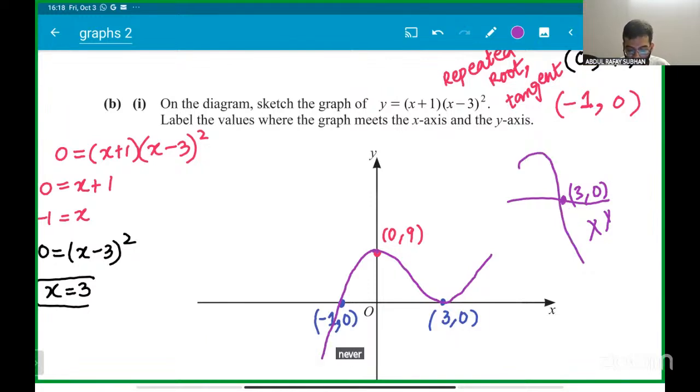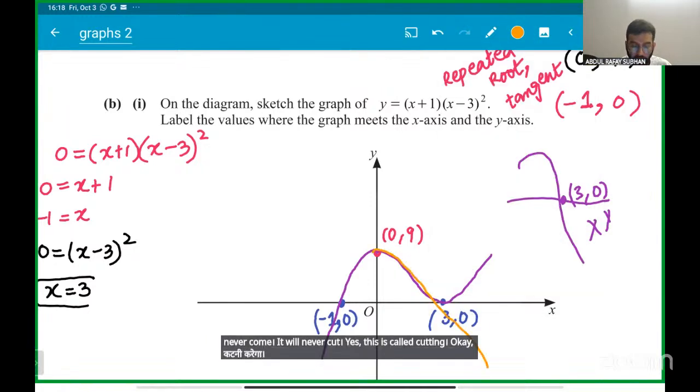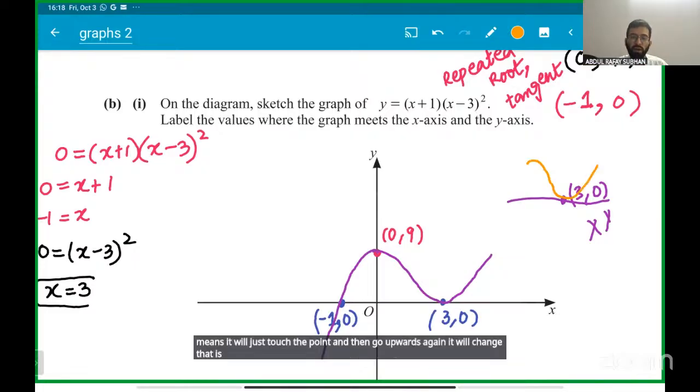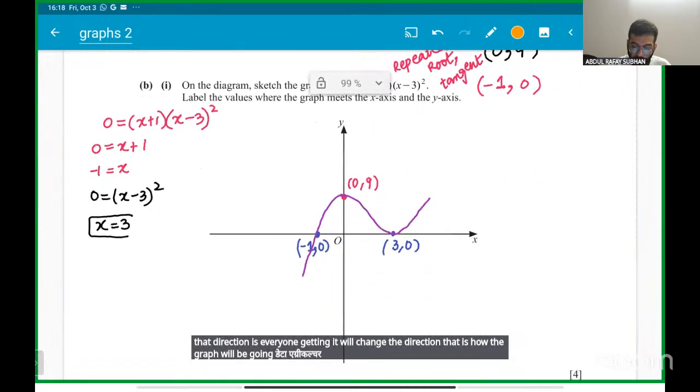This is called cutting. This one will not cut. I'll show you. It will not cut, okay? Tangent means that it will just touch the point and then go upwards again. It will change the direction. Is everyone getting it? It will change the direction. That's how the graph will be going. Does everyone agree with me? That's how we get all 4 marks.